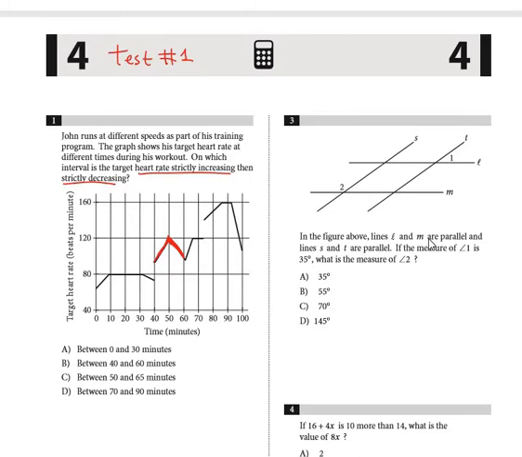Here it is increasing at a constant speed and then decreasing. So this is the interval we are interested in. So 40 to 60 is the answer. This is just simple graph interpretation.